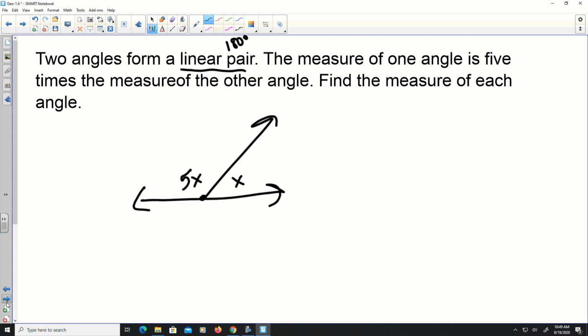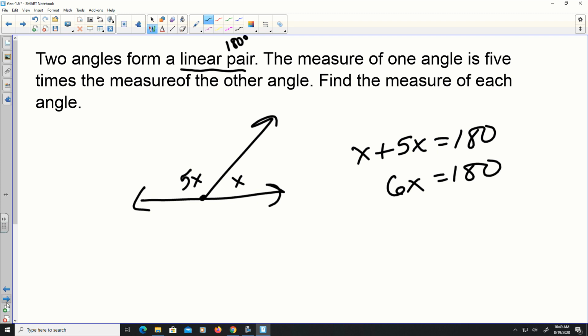So because they're a linear pair, we know that they're supplementary. So I can say that x plus 5x will equal 180 degrees. So I've got 6x equals 180. Divide that by 6. X is 30. So find the measure. This one's going to be 30 degrees. This one is going to be 30 times 5, which is 150 degrees.